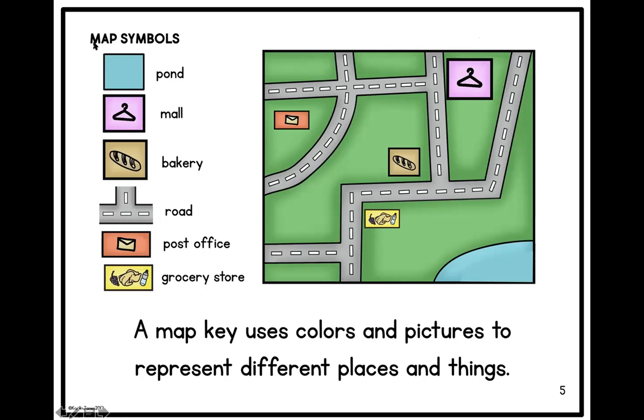As you can see here, this is map symbols. This is the pond. This little hanger is the mall, the bakery, the road, the post office, and the grocery store. If you were to look at a picture of this little town from above, all of the buildings might look the same. All the roofs might be gray or brown, and so you're just looking at a bunch of gray or brown rectangles, but you wouldn't be able to tell what building is which. And so in this map, you can see that we used map symbols. A map uses colors and pictures to represent different places and things.